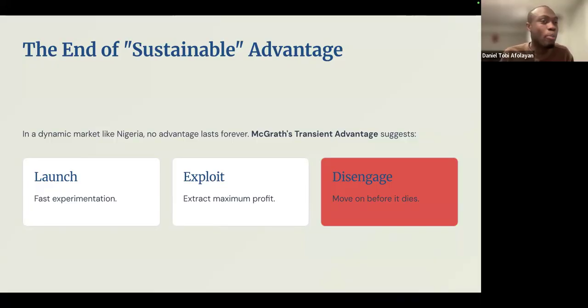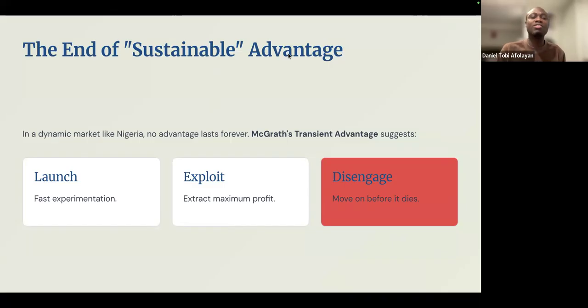10 years ago, OPay was not leading the market. 20 years ago, maybe 15 years ago, GT Bank was one of the top trendy banks in Nigeria. Not so much again. It was that bank where everyone wanted to get an account, every young person. So you have to quickly, in a dynamic market like Nigeria, we have transient advantage.